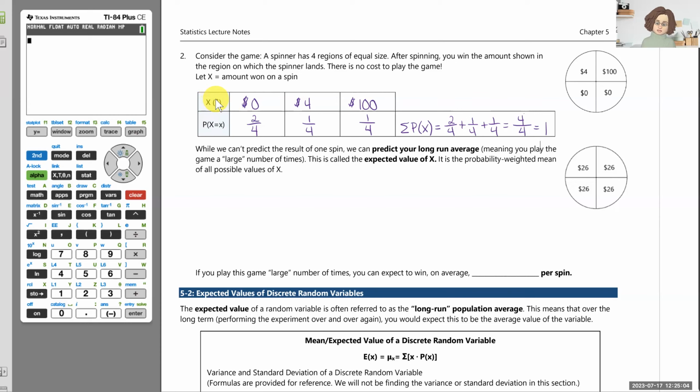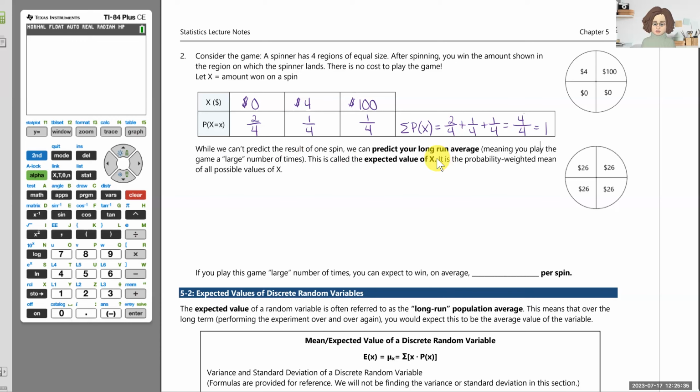And then we take this one step further. So it says, well, we can't predict the result of one spin. So you spin once, and I don't know what you'll land on until you actually spin. But we can predict your long run average, meaning if you played the game a large number of times, we can figure out what you're averaging out to per spin. And this is called the expected value of X.